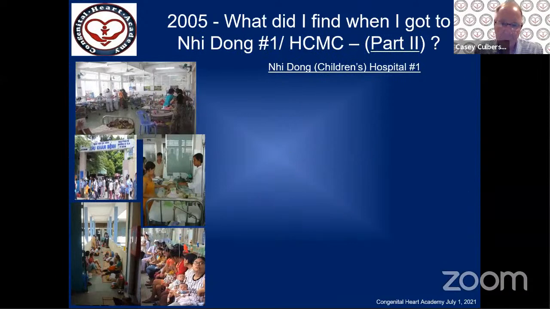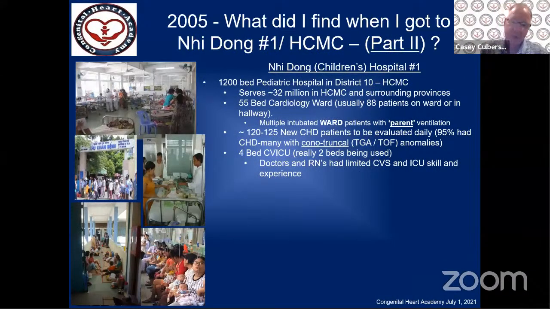In terms of the physical plant, the Nhi Dong One Children's Hospital at the time was a 1,200 bed hospital in the middle of Ho Chi Minh City. It served about 32 million people. It was a 55 bed cardiology ward, usually with about 88 patients on the ward in the hallway. And this is interesting, as you see on the left bottom, that's the hallway to Nhi Dong One, but those are actually all patients admitted to the ward.